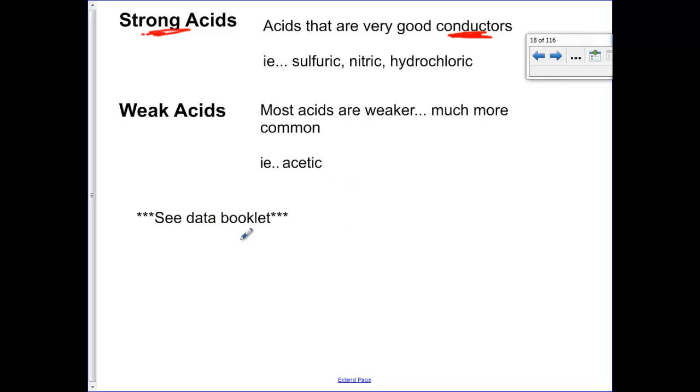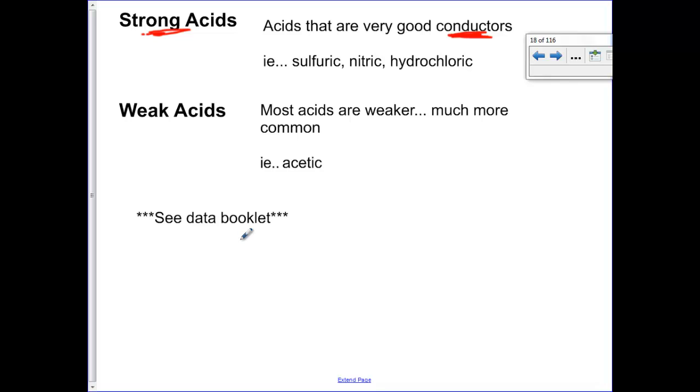There's actually a chart in your data booklet. If you guys want to grab that real quick, I want to show you this before we go. The chart is on one of the last pages. It's on pages 8 and 9. It actually goes vertically. You guys find this?